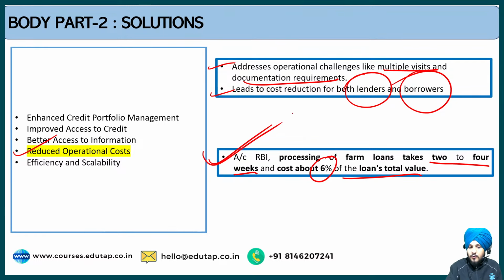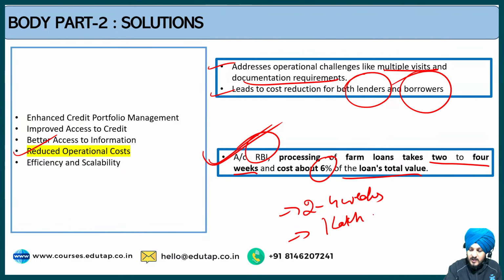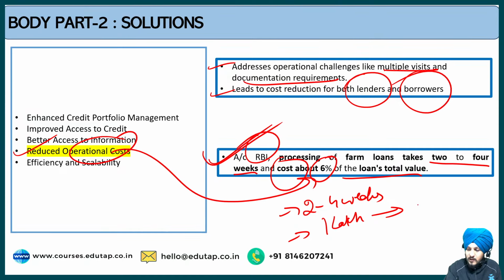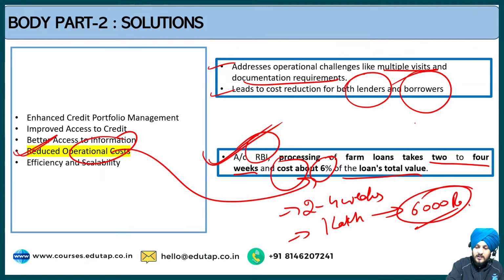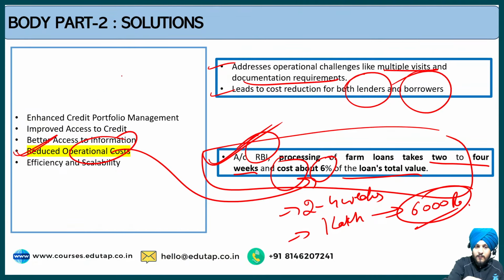So this is the data that you can write, that according to the RBI survey, if a farmer has to take a loan from the bank, it takes around 2 to 4 weeks. And if the farmer is taking a loan of rupees 1 lakh, how much will it cost? This whole operational cost will be around 6% of the total loan value, which means around 6,000 rupees. So you can see that it leads to an increase in the operational cost. By implementing this online platform of frictionless credit, we are reducing the operational cost for the bank.